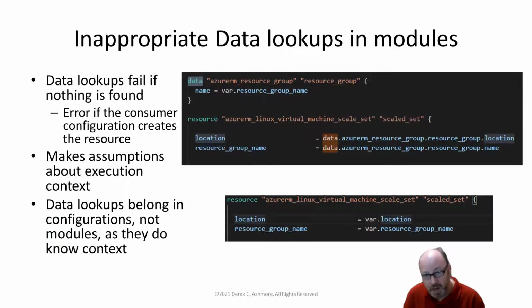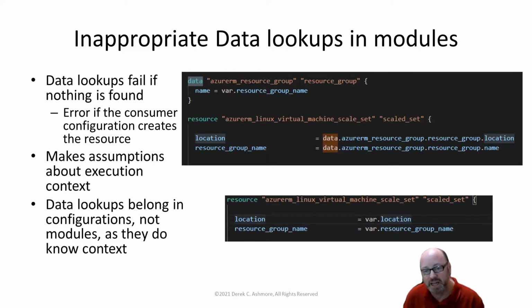Inappropriate data lookups in modules. All right, I see this all the time. The upper right has an example where an Azure resource group is looked up before a scale set is created. The problem with this is that if that resource group gets created by the configuration that's using that module, it won't exist at the time of lookup, and Terraform fails if something's not found. So you put this in a module, and it's a recipe for something that won't even plan.